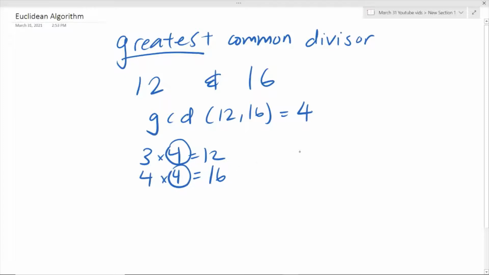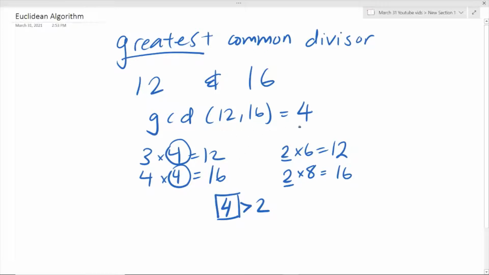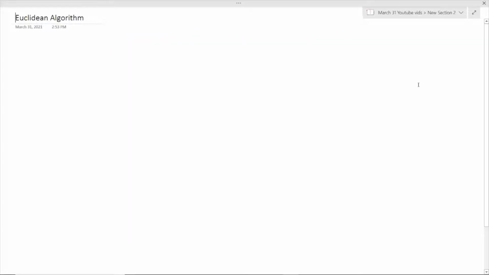Of course, we know they're both even numbers, like 2 times 6 gives us 12, and 2 times 8 gives us 16. So 2 is common to both. However, 4 is greater than 2, and this is the greatest number that can achieve this, so hence the GCD is equal to 4. Now we're going to actually find the GCD using the Euclidean algorithm.